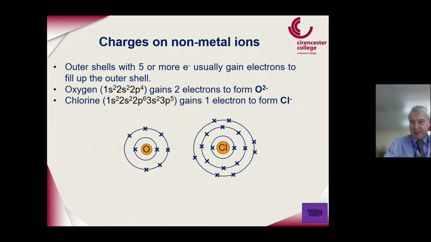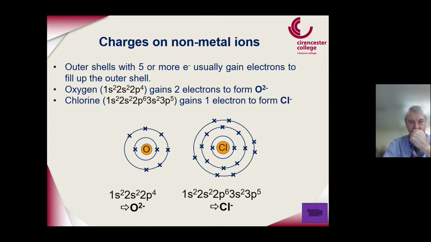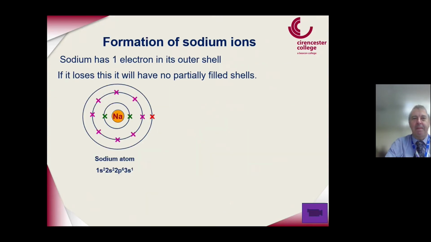Okay, so the non-metals. Oxygen has 2p4 at the end, it needs to gain 2 to become 2p6 and have a full shell. Chlorine needs to gain 1 electron to become 3p6. Once oxygen gains those 2 electrons, it becomes 2p6 and is 2 minus, and chlorine is 3p6 and is 1 minus.